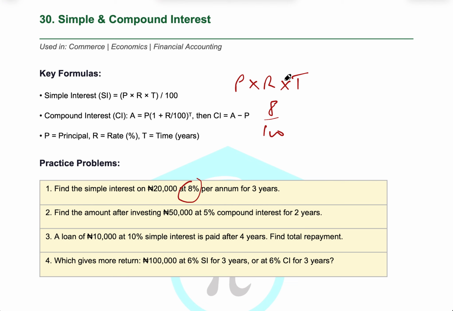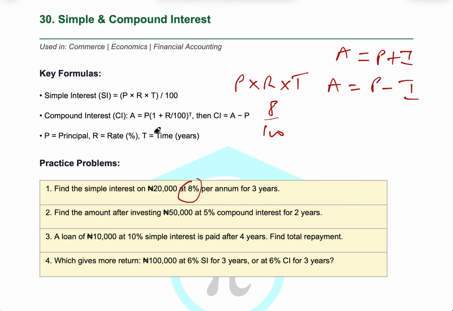Whenever you have your interest, you need to be able to find the new amount. If the principal is a particular amount, and you want to find the new amount after the interest has been added or removed: if the interest has been added, you have principal plus interest. If the interest has been removed, you have principal minus interest. And that is how you find the new amount that you are paying or collecting, whichever one it is. So know how to do your simple interest properly.